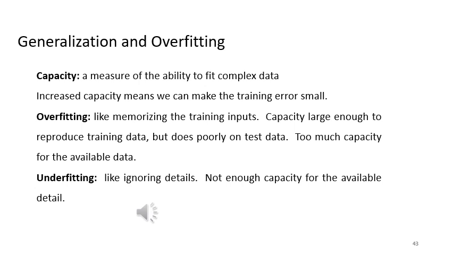So overfitting is like memorizing the training inputs and reflects a capacity large enough to reproduce training data, but it does poorly on test data. So, too much capacity for the available data. And underfitting is like ignoring details. Not enough capacity for the available details.